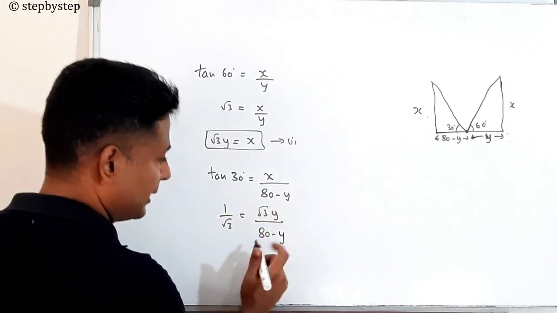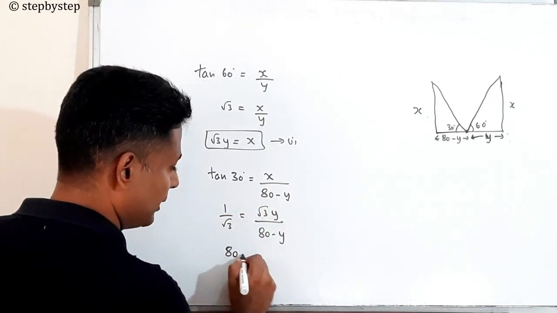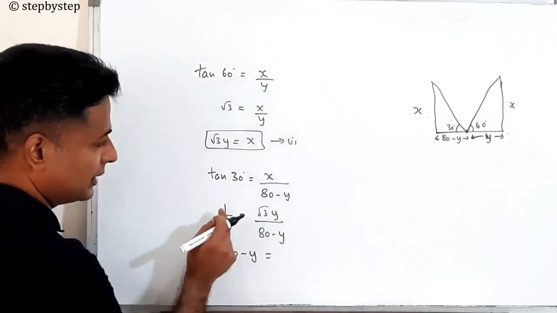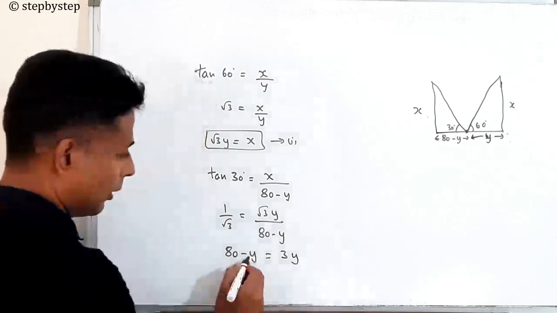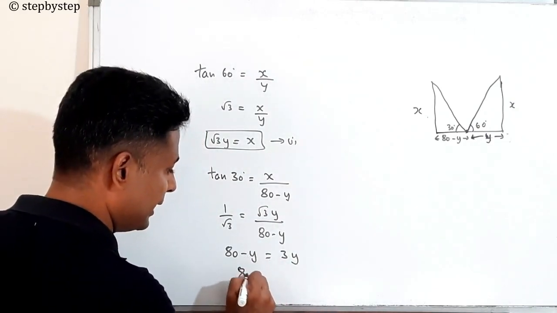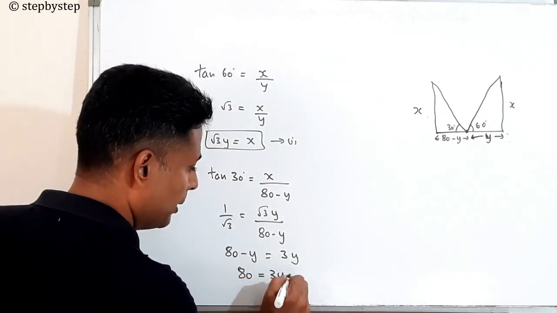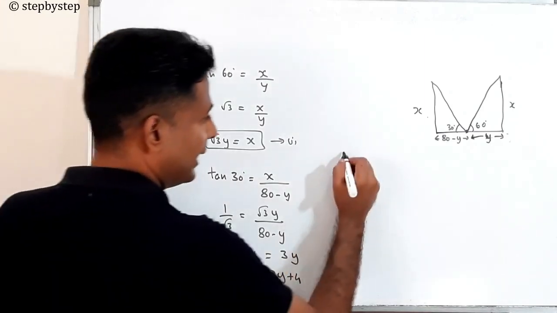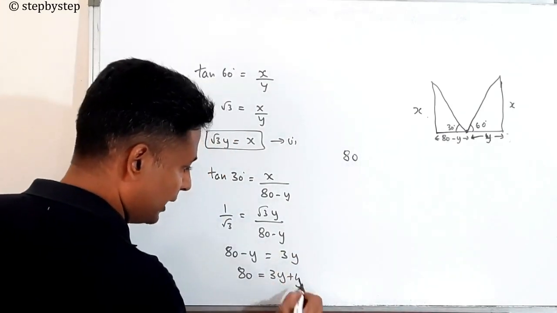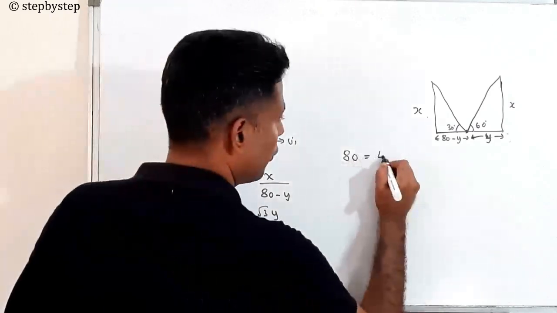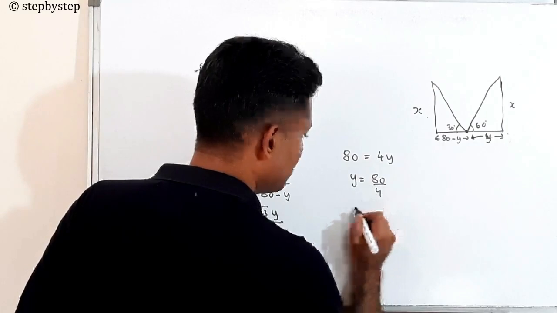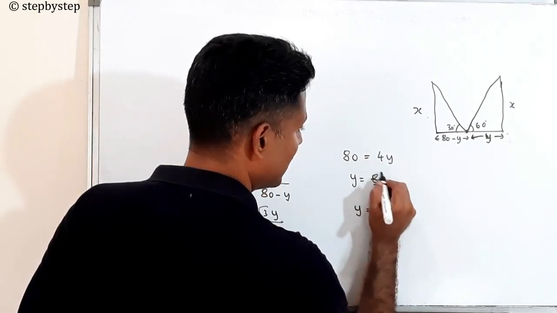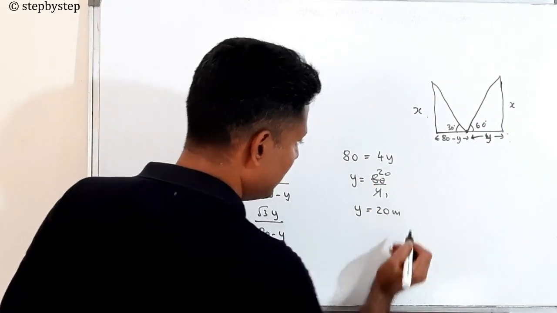Now I'll transpose this side and that side. I'll get 80 minus y into 1, that is 80 minus y. This into this and this into this will become root 3 into root 3, 3y. Now I transpose minus y that side. I get 80 equal to 3y plus y. So I get 80 equal to 3y plus y, 4y, which means y equal to 80 by 4, which means y equal to 20 meters.